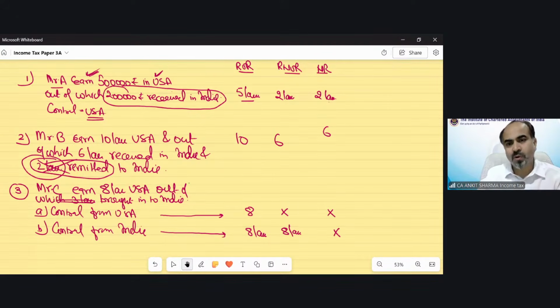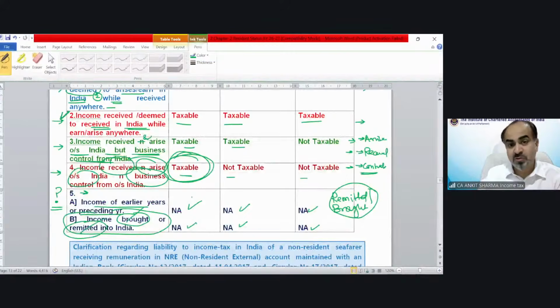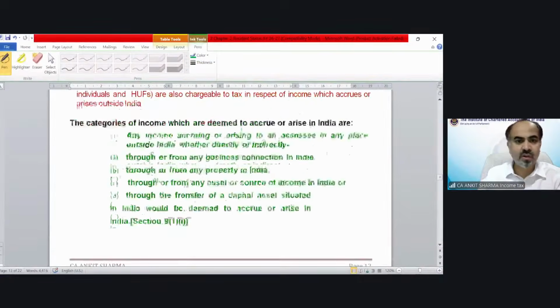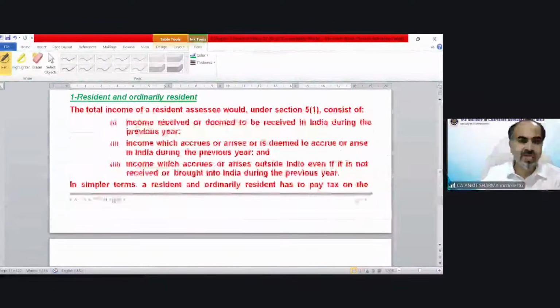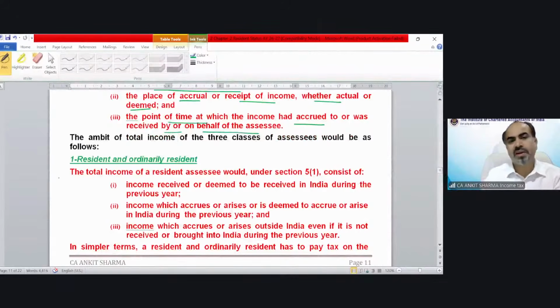That is the whole format. We have explained each and everything. And if you want to read the theory regarding it, you can see the theory over here. In this theoretical part, they've explained what kind of income is going to be taxed for resident and ordinary resident. And all incomes are going to be taxed.